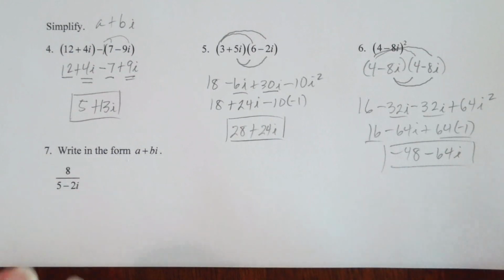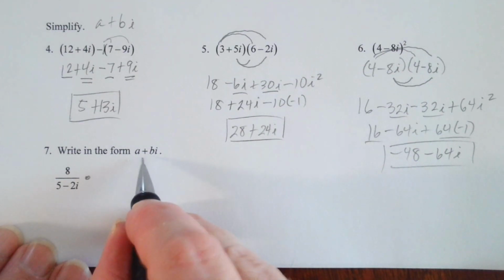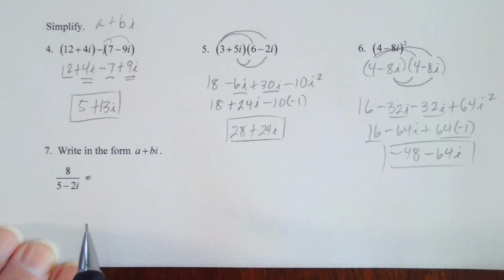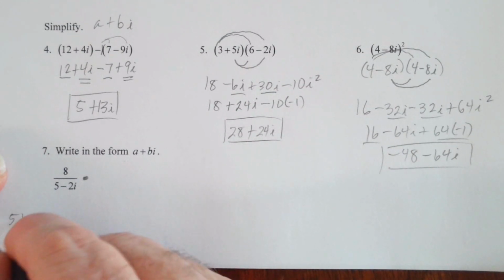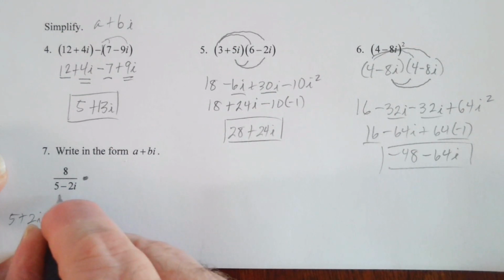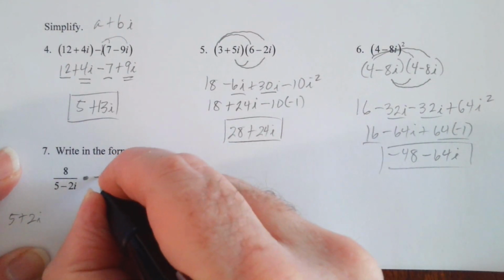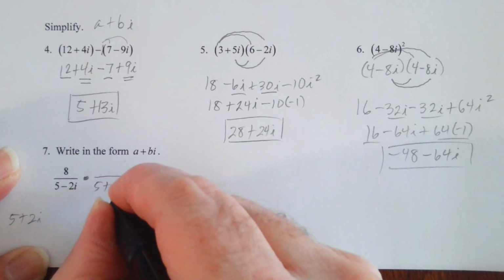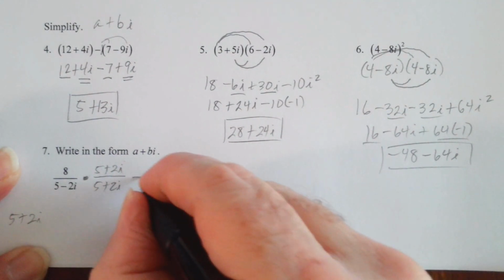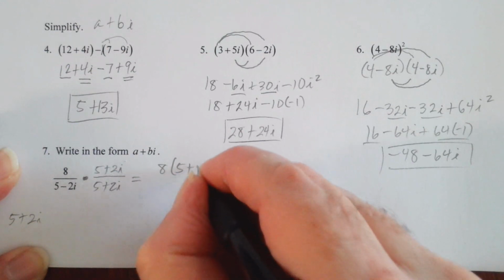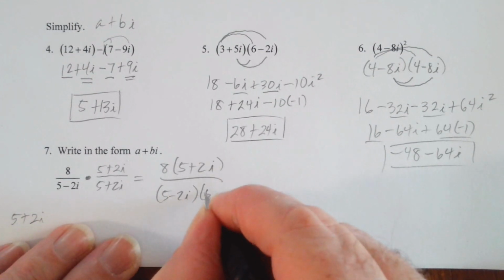All right, let's move on to number 7. So we're going to need the conjugate, see, this is not in the form a plus bi. We've got a denominator that's a complex number, or imaginary number in this case. More specifically, we want to use the conjugate, which would be 5 plus 2i. It's always the conjugate of the denominator. We're trying to get the i out of the denominator. So we could write this as 5 minus 2i times 5 plus 2i, and we'll put the same thing in the numerator, so we're multiplying by something that's equal to 1, which makes it legal. So we have 8 times 5 plus 2i over 5 minus 2i times 5 plus 2i.